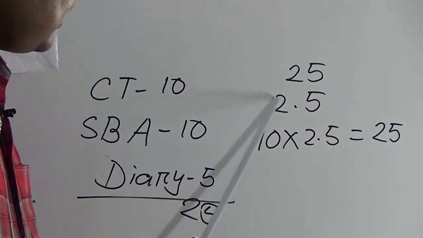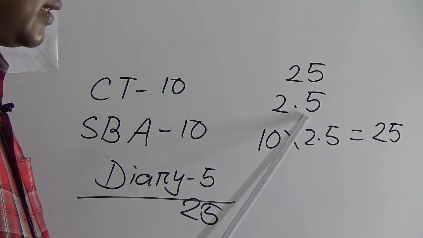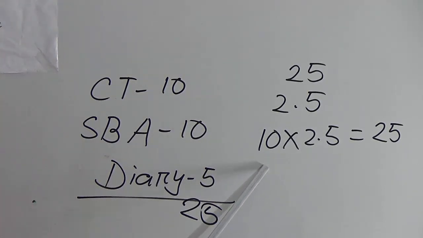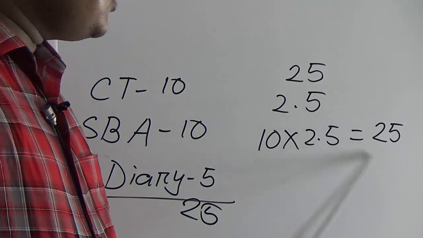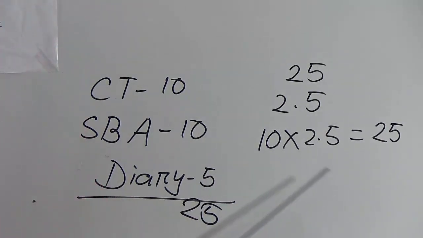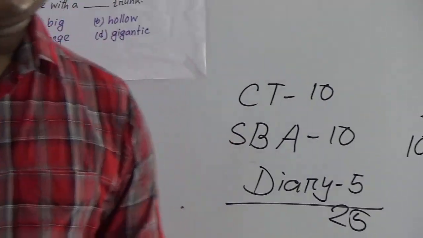And look at here, 25 marks. We are giving each SW 2.5 marks. We will give you 10 SW. Please multiply 10 by 2.5, we will get 25. So if you don't submit your SW, you will not get 2.5 marks in each SW.